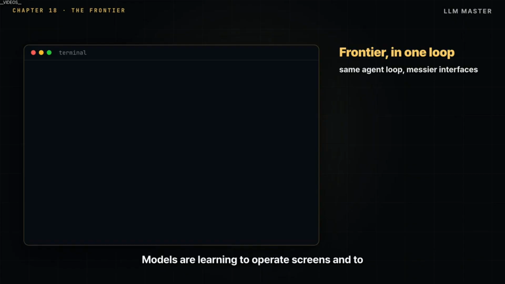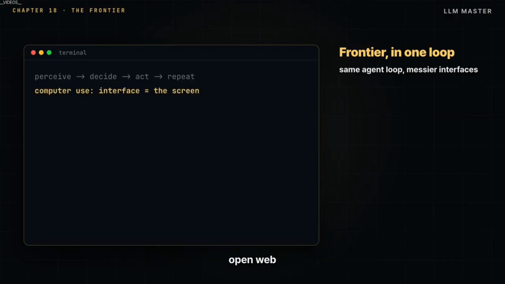Models are learning to operate screens and to run their own research, and both are the same agent loop you already know, pointed at messier interfaces, pixels, and the open web. Both are impressive and both are brittle in exactly the places you'd predict: long horizons, precise actions, and unverified claims.